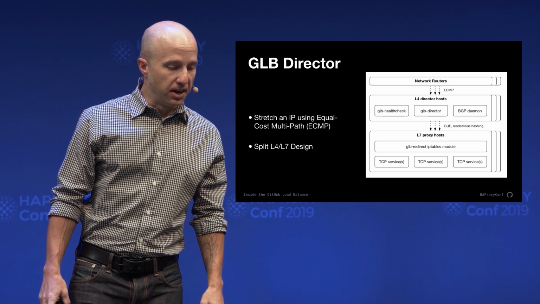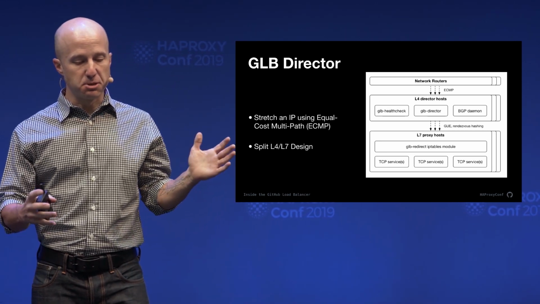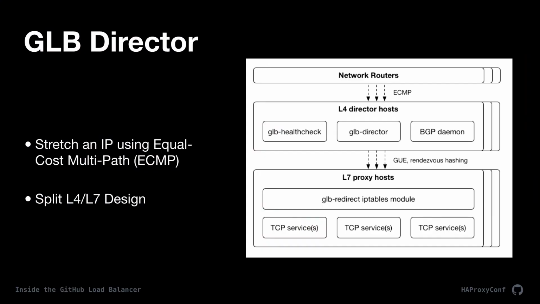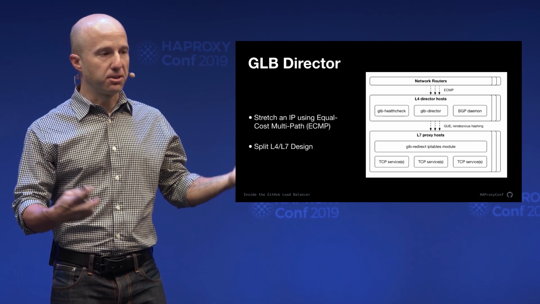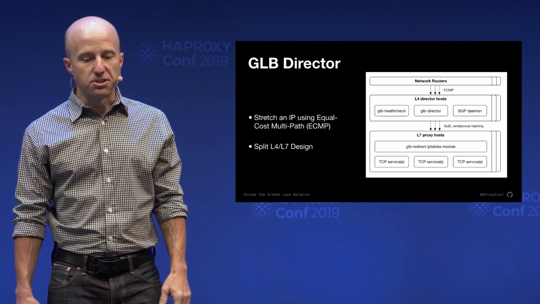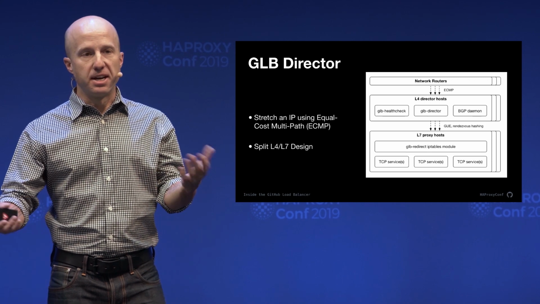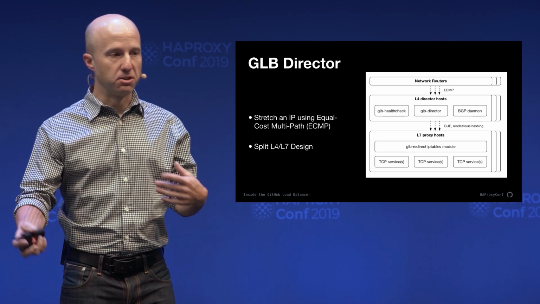As I alluded to earlier, we split the design of GLB into an L4 proxy and an L7 proxy. One of the nice features about this is that in general, the L4 proxies don't change all that often, but the L7 ones do, either on an hourly or daily basis. And so we can mitigate some of the risk of updating those configurations.